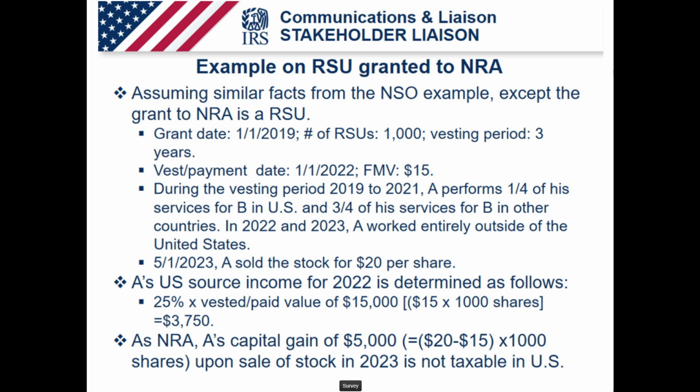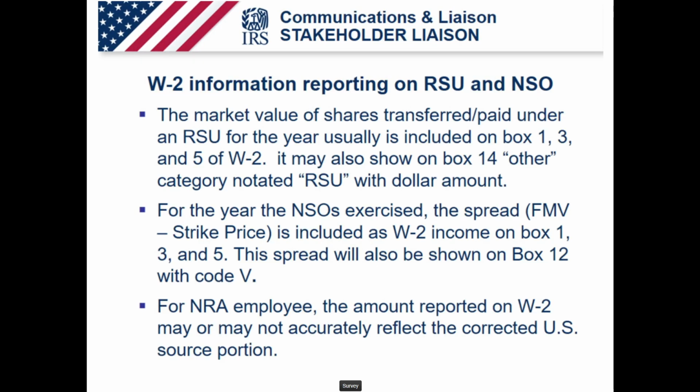Next, we have to calculate the taxable gain or loss on the disposition of 1,000 shares of Company B stock, which was disposed of on May 1st, 2023. Since non-resident alien A, again, is a non-resident alien for tax purposes for the 2023 year and was not in the U.S. for 183 days or more during 2023, the capital gain of $5,000, again, the difference between the $20,000 sales price and the $15,000 basis, is considered foreign-sourced income and therefore non-taxable. So again, hopefully this example clears up any questions with restricted stock units.